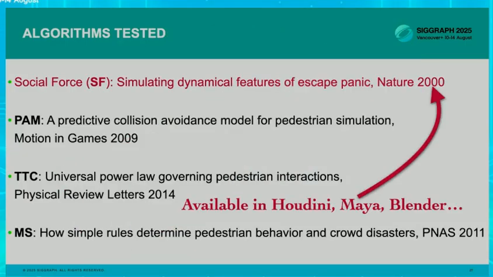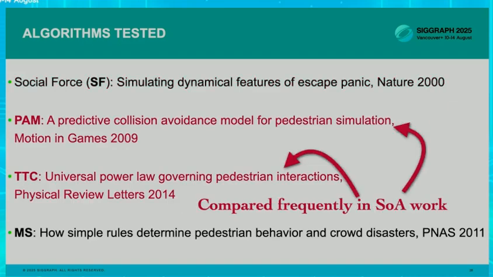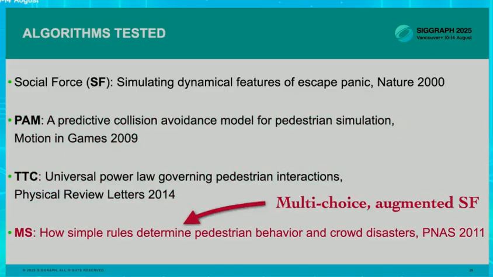The algorithms here are something that you'll probably see in many of these frameworks. For example, social force is super well known, and we have it either as is or as a plugin available in Houdini, Maya, Blender, Unity, and so on. The other two algorithms, which are called PAM and TTC in short, are very frequently compared in state-of-the-art crowd simulation work. You can see a lot of comparisons with them if you're reading papers on crowds. And the latest one, the MS paper, is a multi-choice augmented social force approach.